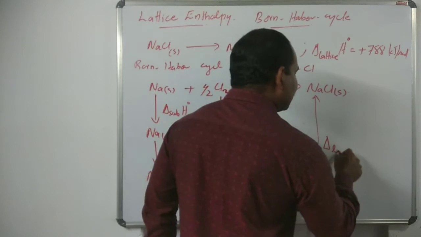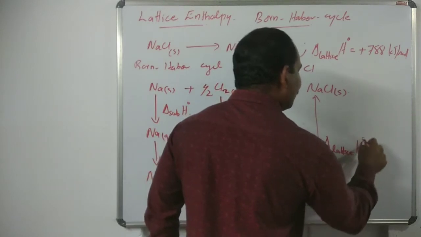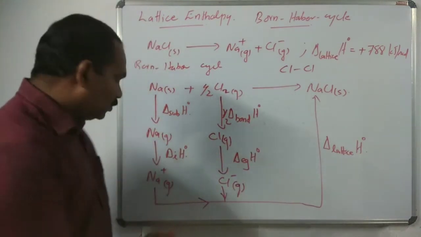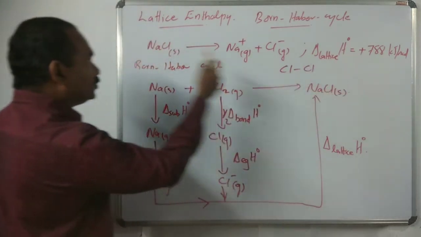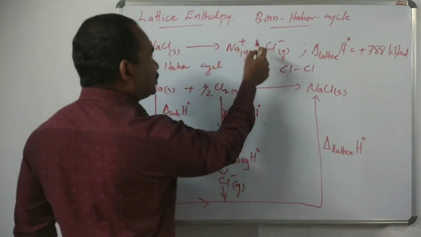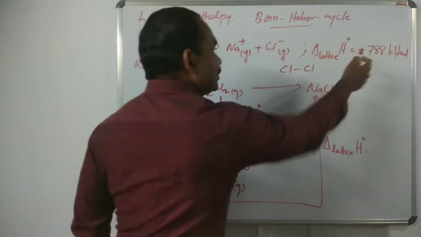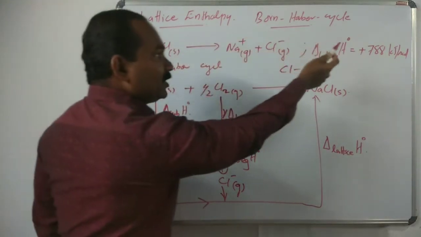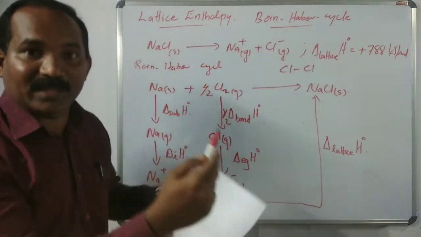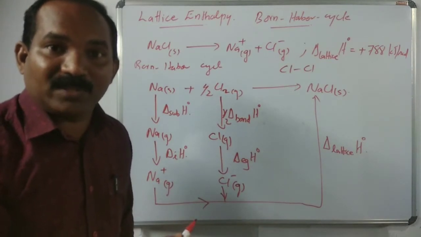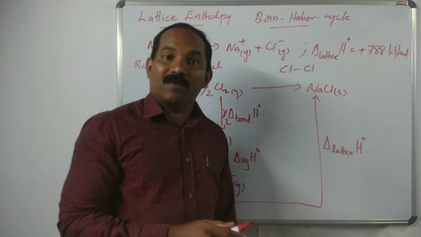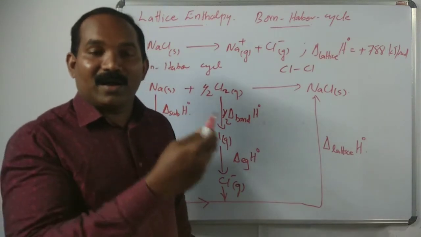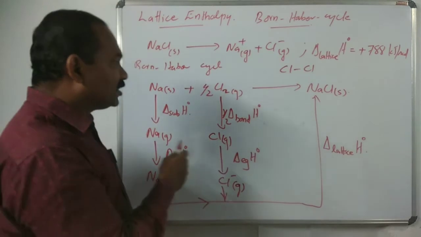This is lattice enthalpy. Actually, it is the negative of the lattice enthalpy. NaCl solid converted into Na plus and Cl minus is the lattice enthalpy with a plus sign. When the reaction is reversed, the sign of the enthalpy change must be changed. The magnitude is the same and the sign is different. So this is the Born-Haber cycle.